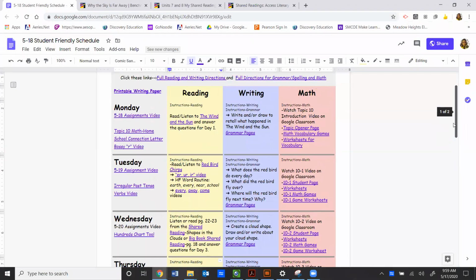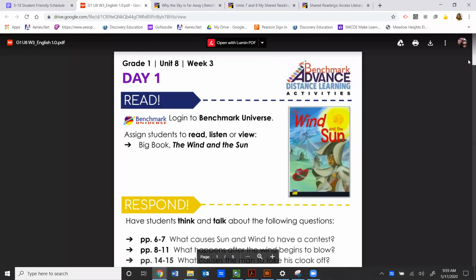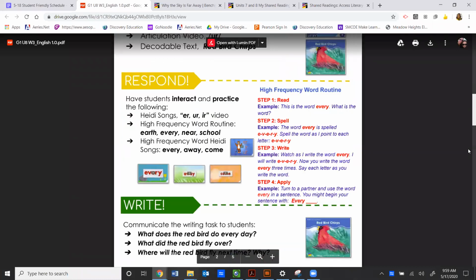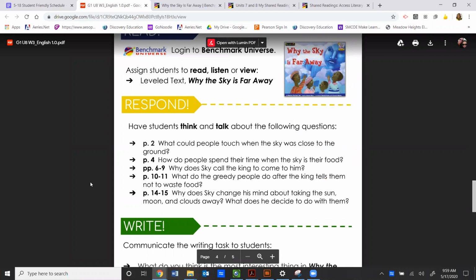So remember, you have to come back up here, go to the full reading and writing directions, open that up. The directions on your student-friendly schedule said the questions for day 4. So we are going to scroll down to day 4. And here we go. So there's quite a few questions to think and talk about. So on page 2, you might want to go back there to reference this question. What could people touch when the sky was close to the ground?